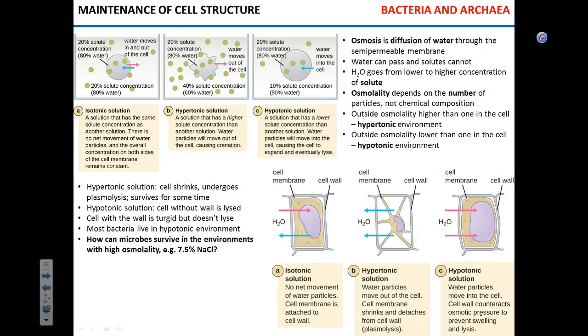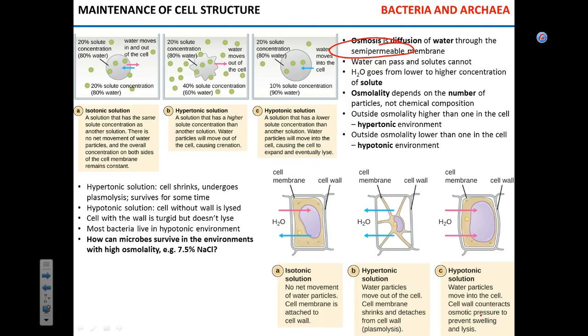Now, how the heck do bacteria maintain such shape? For this, we need to recall what osmosis is. It's a diffusion of water, basically. Movement of water through a semi-permeable membrane. Semi-permeable membrane means that water can get through the membrane and solutes like ions and salts cannot. Okay?